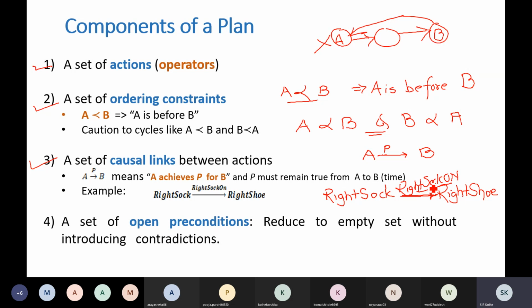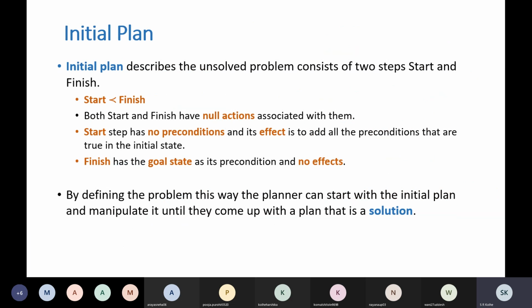Okay. Now fourth component, we have a set of open preconditions. So we reduce that to empty set without introducing contradiction. So we will see an example, then you will understand it in a better way.